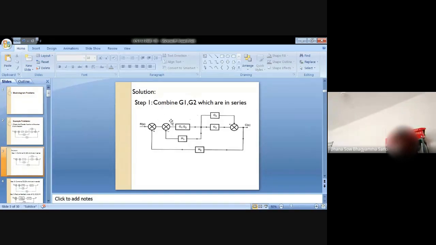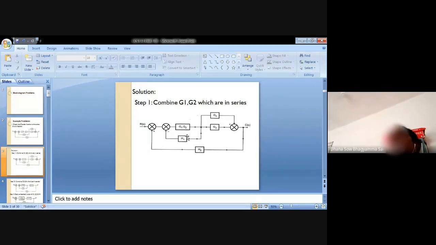You must write. I hope you people are writing. I will go very slowly. 5 more minutes are there. I will solve only one problem today. You have to write it down. This is not a classroom, this is a virtual classroom, so it is in your hands. You must write each and every step. So step number 1, combining G1 and G2 which are connected in series. You will get like this.